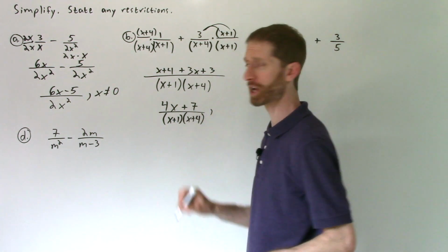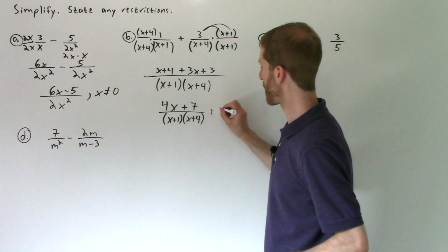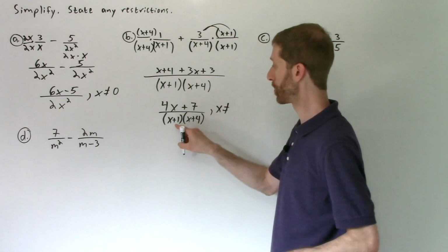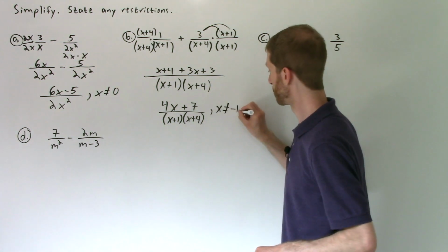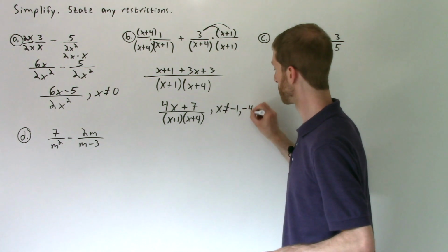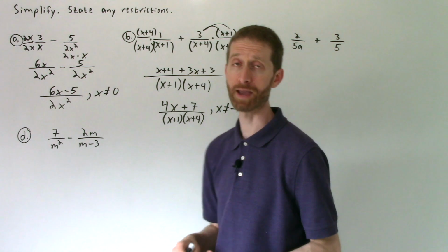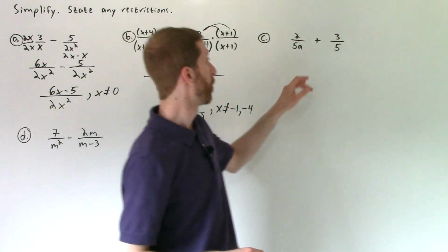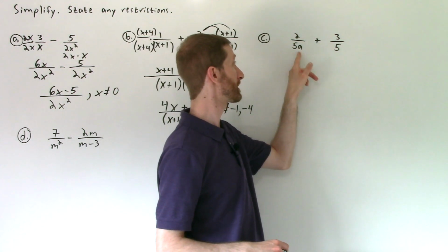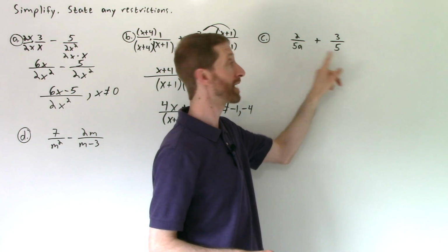And of course, we're going to state our restrictions. The numbers that make our denominator 0, x cannot equal -1 or -4. That's it. Not bad. So again, we need to get the denominators to be the same. Ask that question. What factor or factors does this have that this doesn't? What does this have that this doesn't?